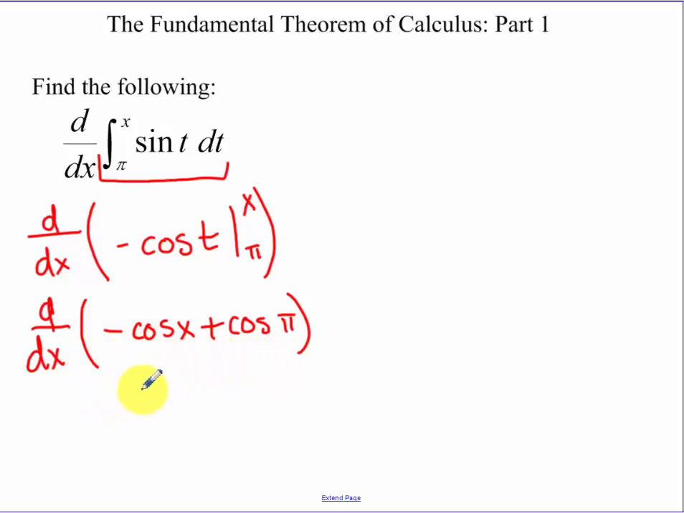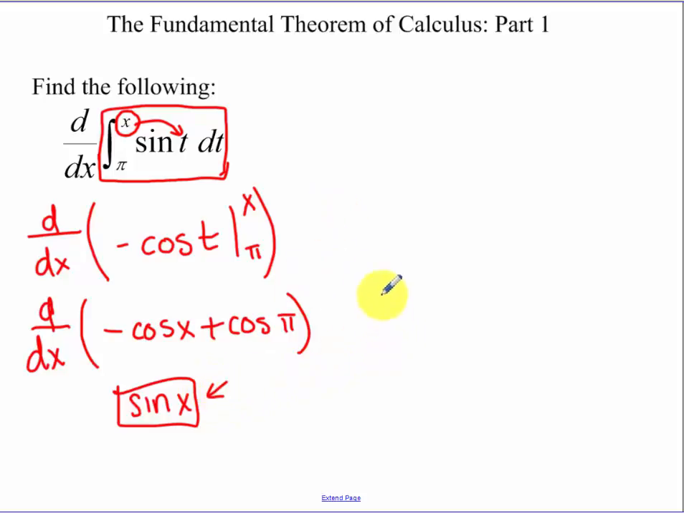When I take the derivative of this function, let's notice what happens. Okay, what's the derivative of cosine? Derivative of negative cosine is the sine of x. Derivative of cosine of pi is 0. So what happens? Because our integrals and derivatives are essentially inverses of each other, when you're taking the derivative with respect to x of this integral quantity, basically the x just comes in and becomes the new variable in your answer, because they kind of undo each other.